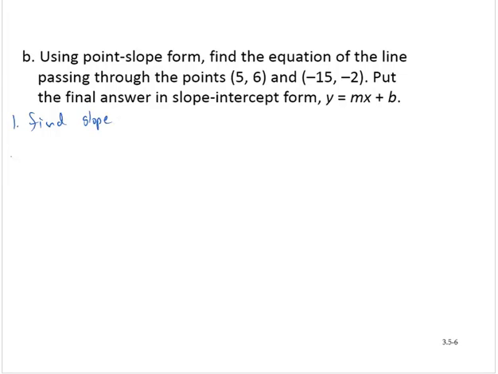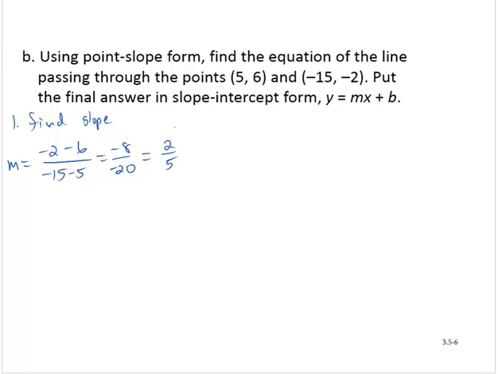Alright, so then using the slope formula, we would have m equals -2 minus 6 over -15 minus 5. And so let's see, that simplifies as -8 over -20, which is positive, right? Because a negative divided by a negative is positive. And let's see, 8 over 20, divide that by a factor of 4, gives us 2/5. So the slope is positive 2/5.